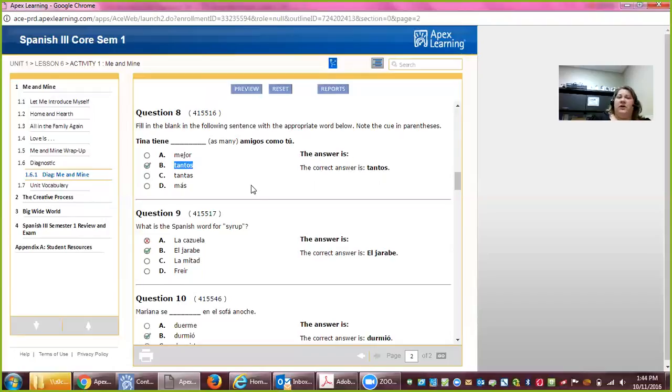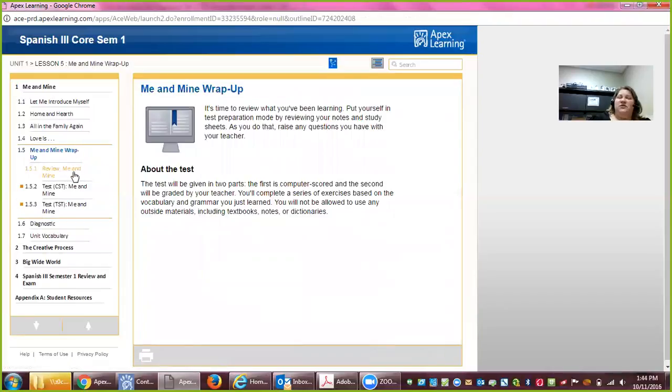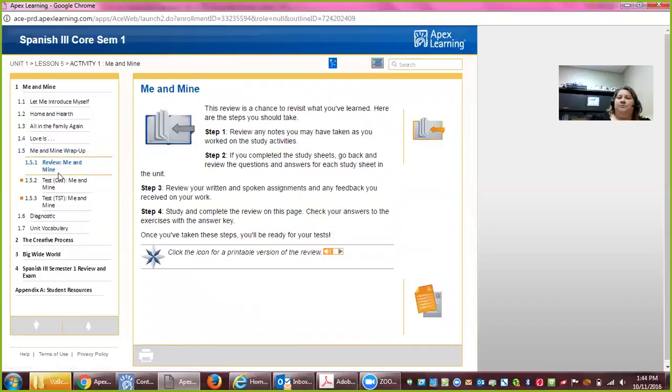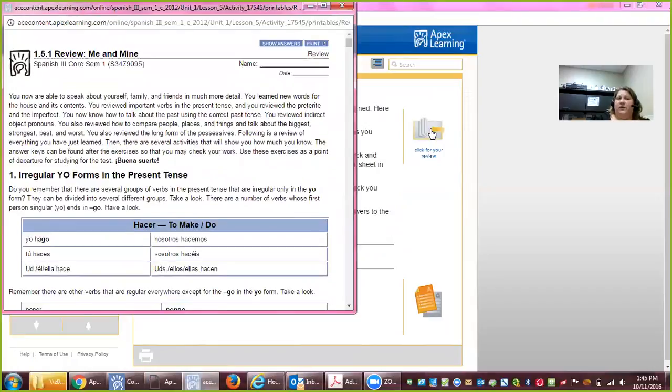Now, I want to show you one other thing. The diagnostic should be always available. You can do it whenever you want. Go back and study what you don't know. Then in the wrap-up section, there's this review button. It's under 1.5.1, review me and mine. You click on that, and then this little booklet over here to the side gives you a whole bunch of stuff to review. So it gives you the overall picture.